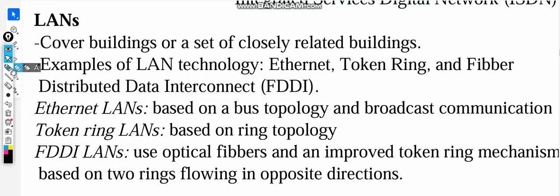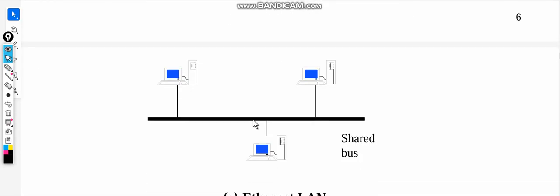So here, LAN technology examples are Ethernet, token ring, and fiber distributed data interconnect, FDDI. Ethernet is based on a bus topology and broadcast communication. Token ring LANs are based on a ring topology. FDDI LANs use optical fibers and an improved token ring mechanism based on two rings flowing in opposite directions.